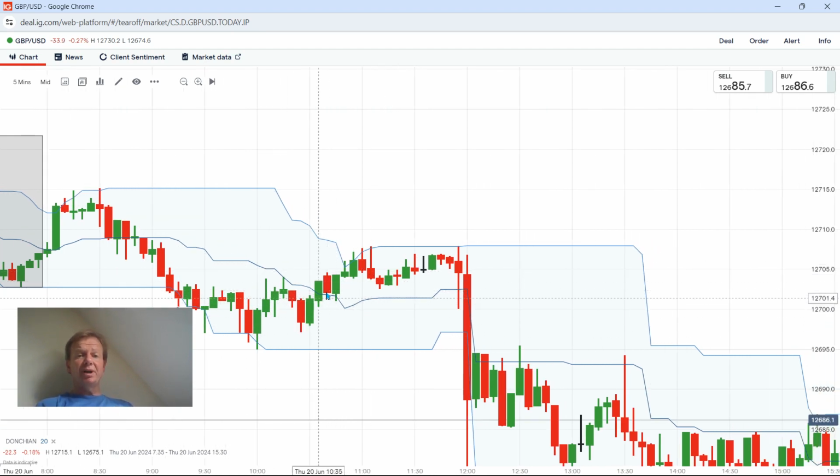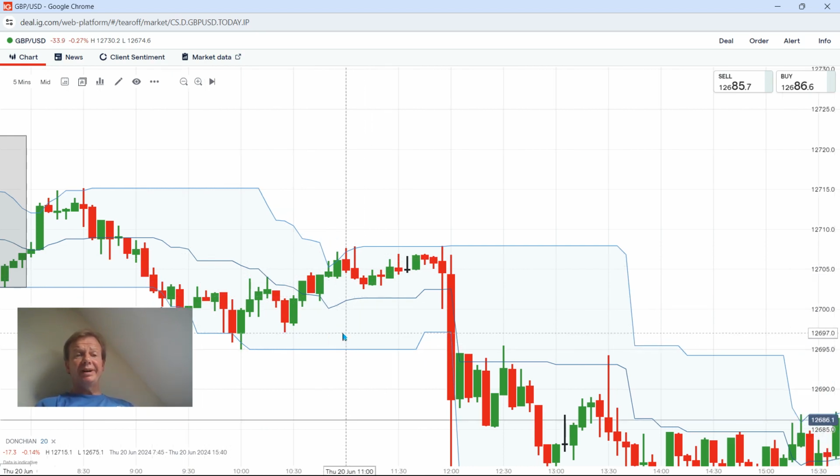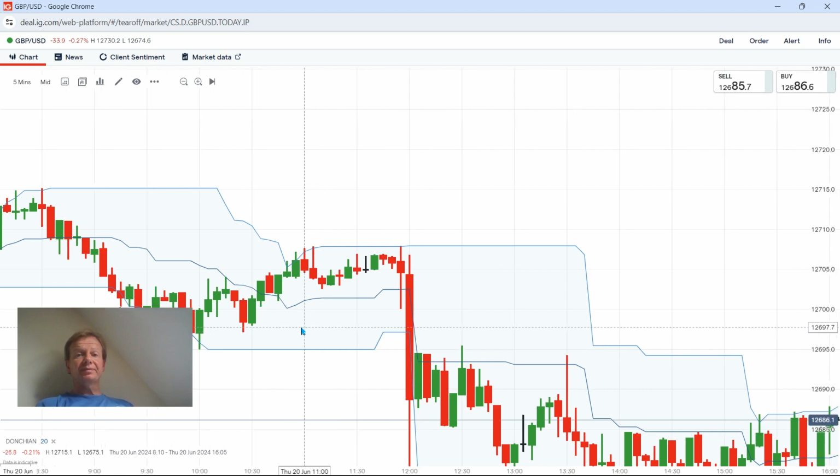It went up above the middle band, which a lot of traders will trade, going long when it goes above the middle band, or short when it goes below the middle band. But remember, we're concentrating on the breakout strategy, that's irrelevant.